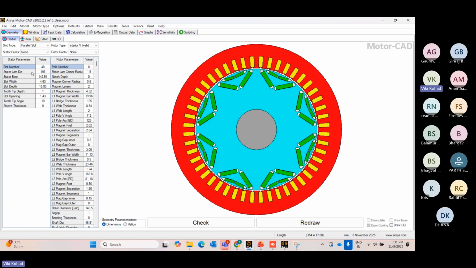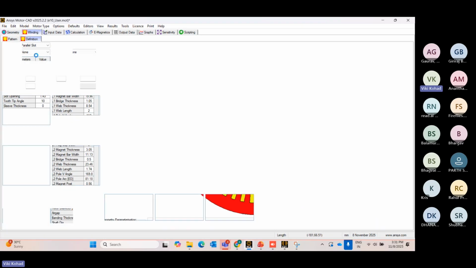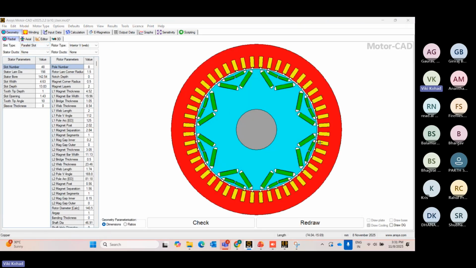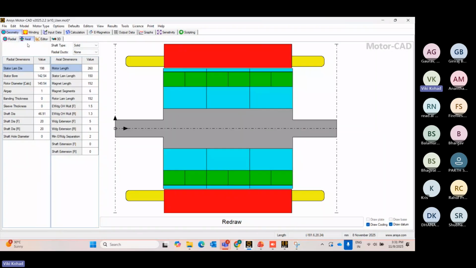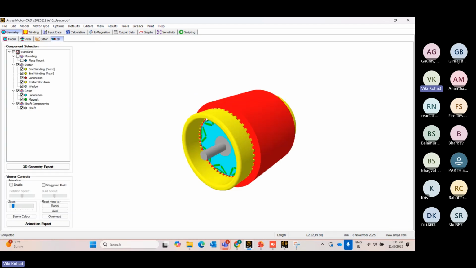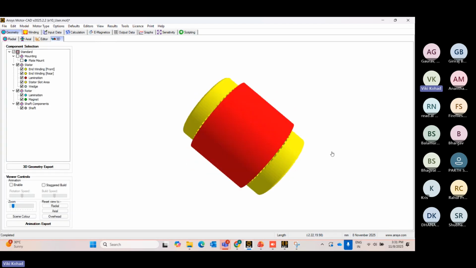Okay, this machine has 48 slots and is an 8 pole machine. Here you can see the 48 slots, which are indicated in the yellow section, and the poles, which is an 8 pole motor. And this is the winding pattern. In the geometry you can see this is the axial view, this one is the radial view, and this is the 3D view. So you can see the 3D view of the motor also.